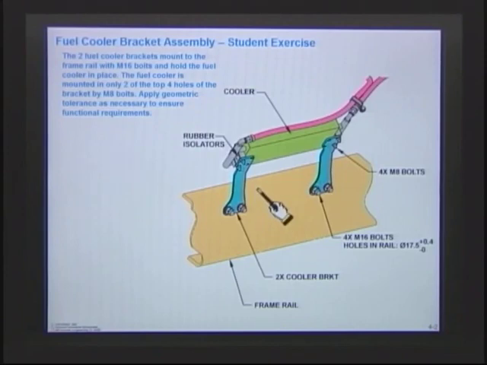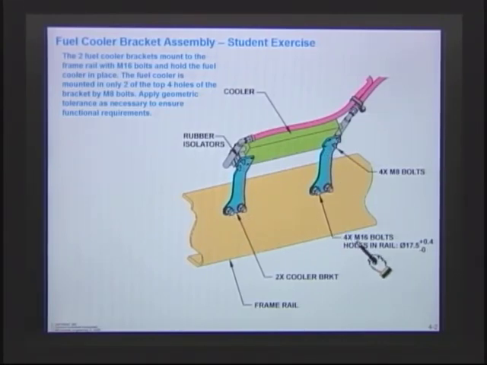Now, this being a diesel engine, they have a fuel cooler. This is this green fuel cooler. You see it has some lines going up to the engine to cool the fuel. So this is the arrangement that they selected here. We have these two brackets. There's a blue bracket here and there's a blue bracket here, and it's attached to the frame rail, and it's bolted on with two bolts.